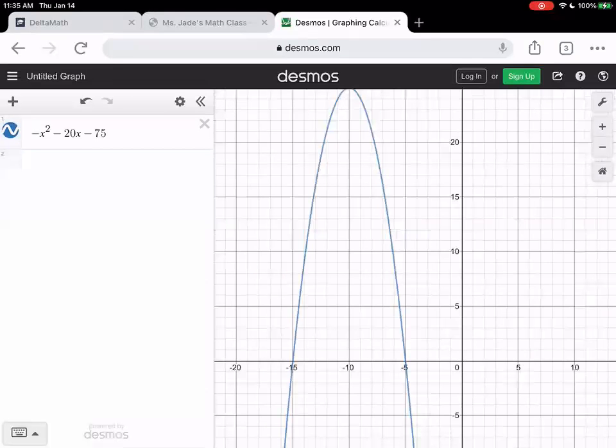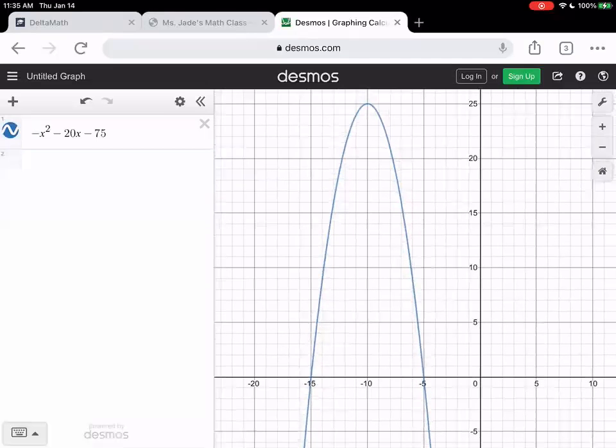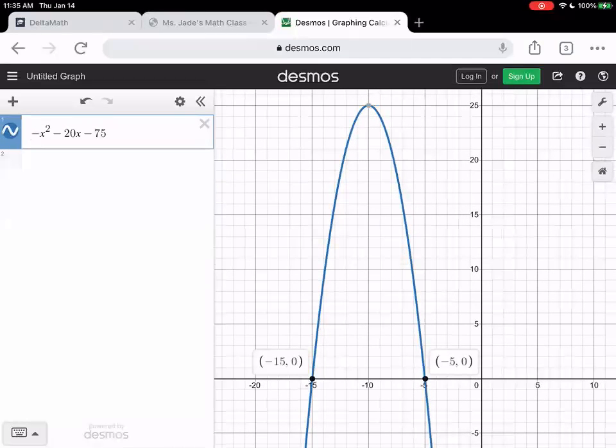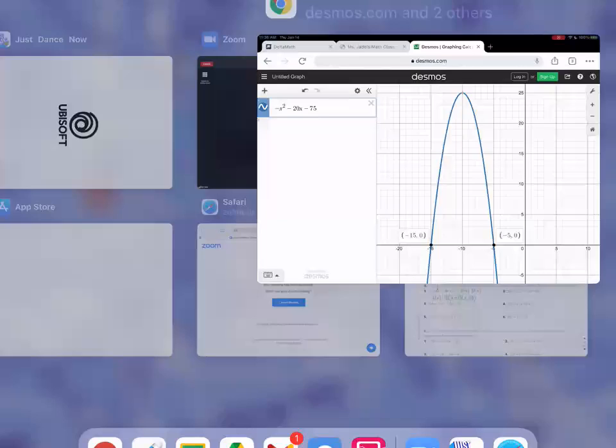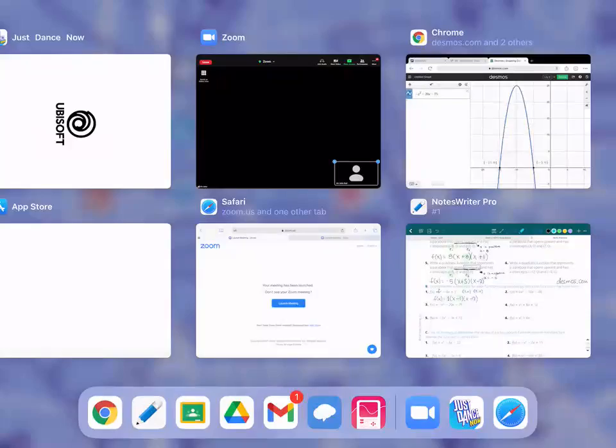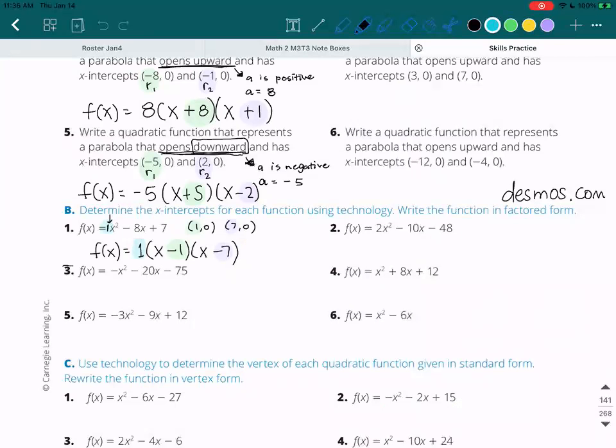And we want our x-intercepts. So I'm going to click on them until it shows. So -15, 0 and -5, 0. Just going to have you guys look at that for a little bit so you can remember -15, 0 and -5, 0. Let's go ahead and write this down on the skills practice book. Okay, I'm also just going to draw a line here because I don't want my answers to blend. So -15, 0 and -5, 0.